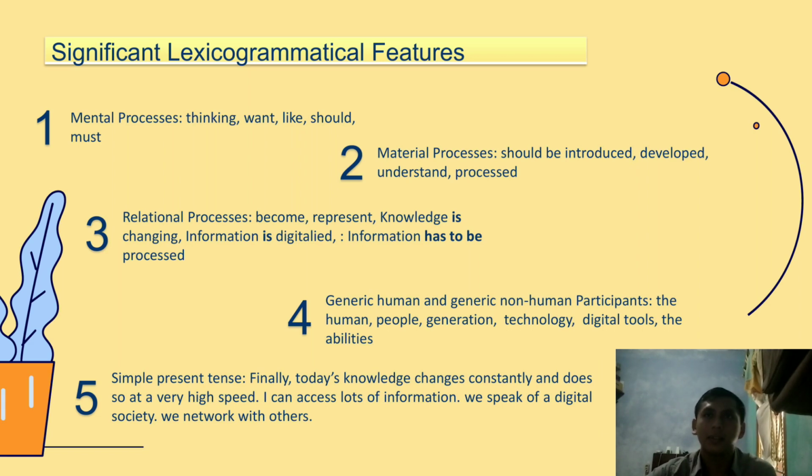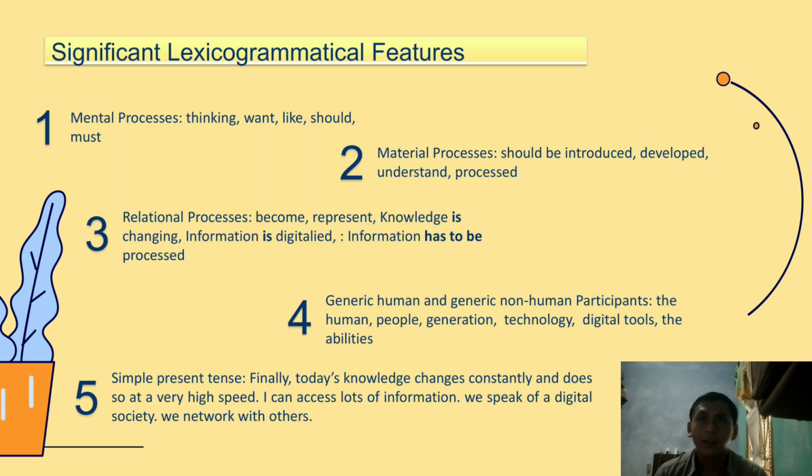In the text, they use mental process expressions, like thinking, want, like, should, must. And second, they use material process expressions like should be introduced, develop, understand, and process. The third, relational process expressions like become, represent, knowledge is changing, information is digitalized, information has to be processed.